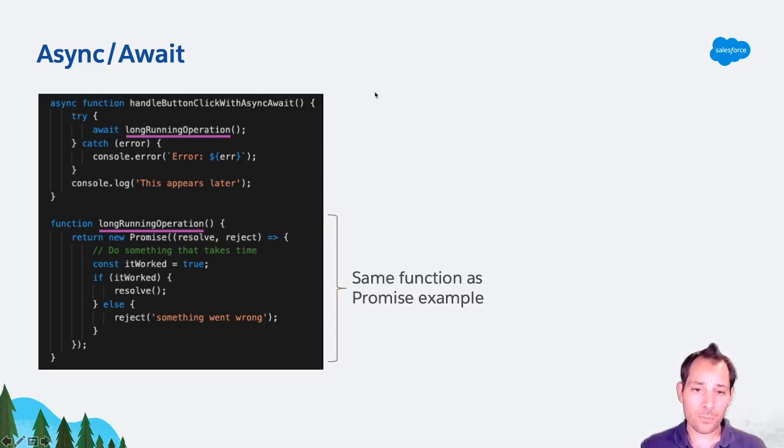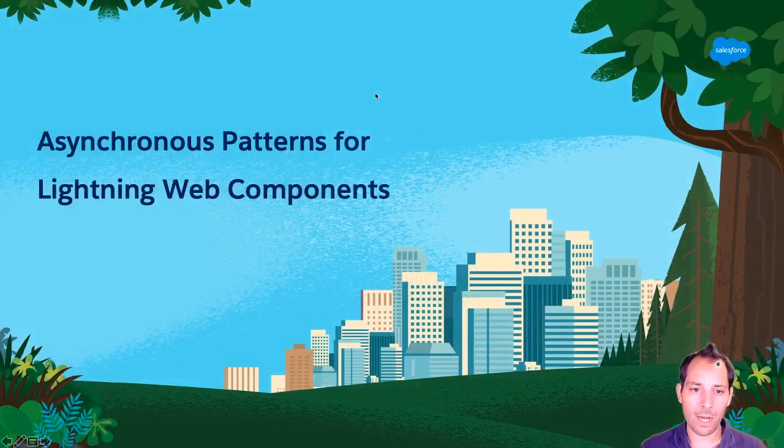So that's it. These are the 3 ways to call asynchronous code in JavaScript. Let's now take a look at how we can do that in Lightning Web Components with some other examples.